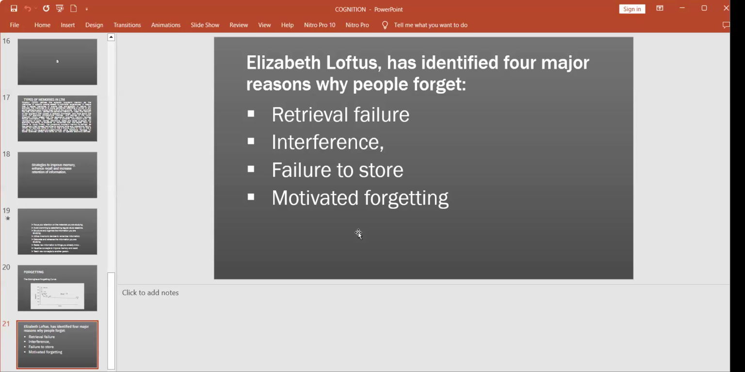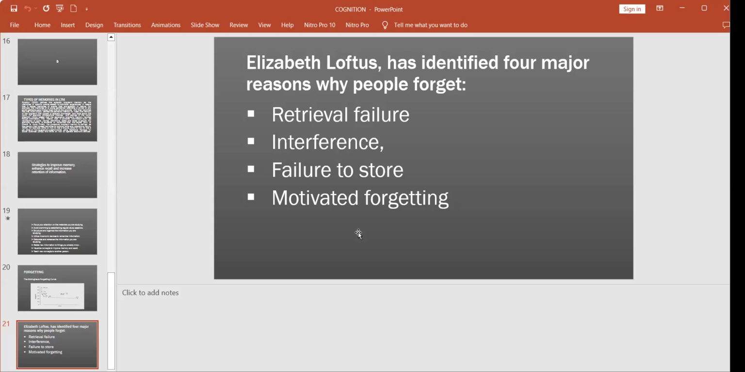Do you understand what I'm telling? Yes, ma'am. So you already know it. When discussing memory, we discussed that. If information is not semantically coded and systematically stored, it's difficult. You can't retrieve that information from the long-term memory. So Elizabeth Loftus also says the same. It is referred to as retrieval failure.